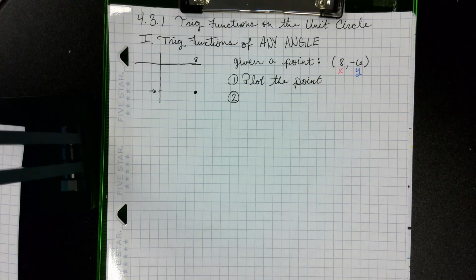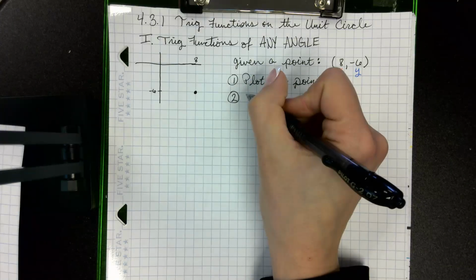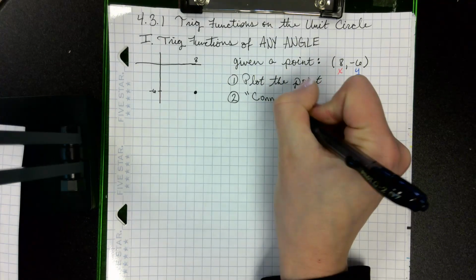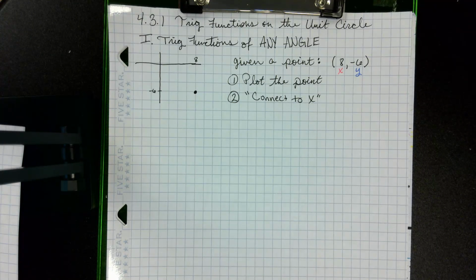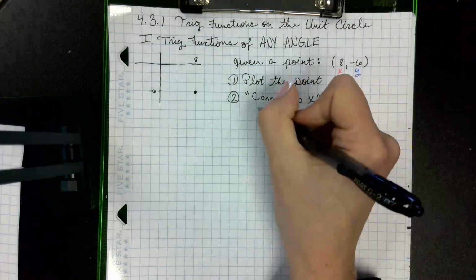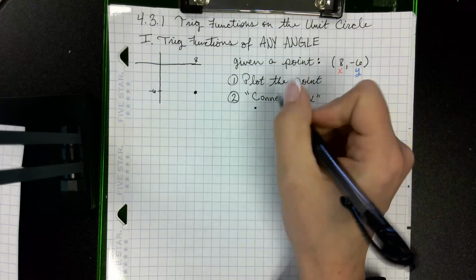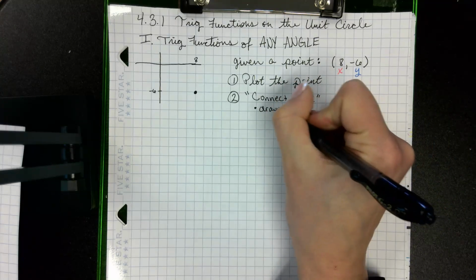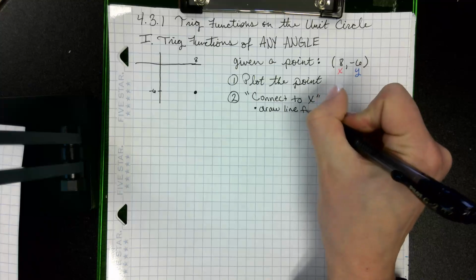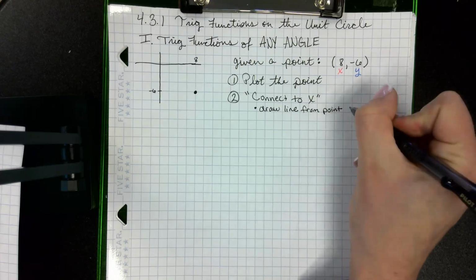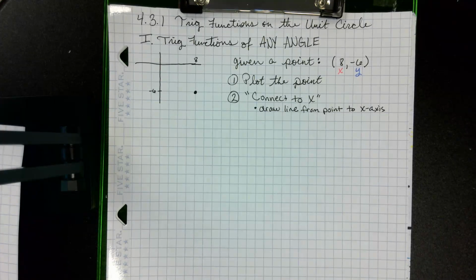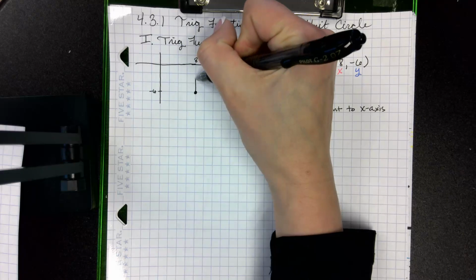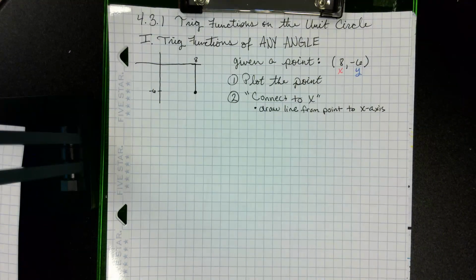Once we've plotted the point, we're going to connect to x. That's my little phrase, connect to x, because that's the part everyone messes up. You have to go to the x-axis. In this step, what I mean is to draw a line from the point to the x-axis. Every time, it always goes to the x-axis. So here's my point, the x-axis is up there, so I will go to the x-axis.